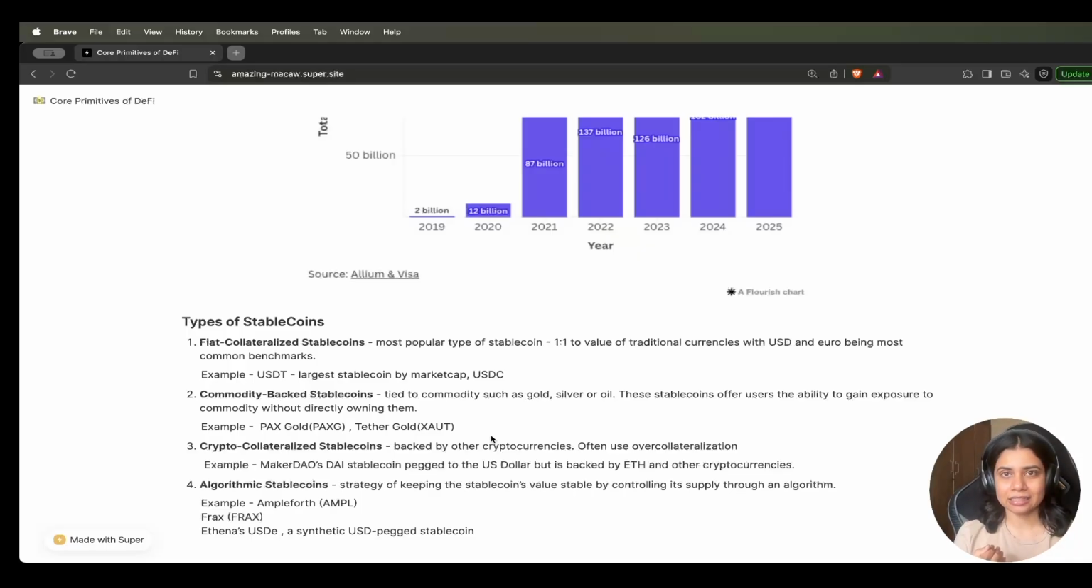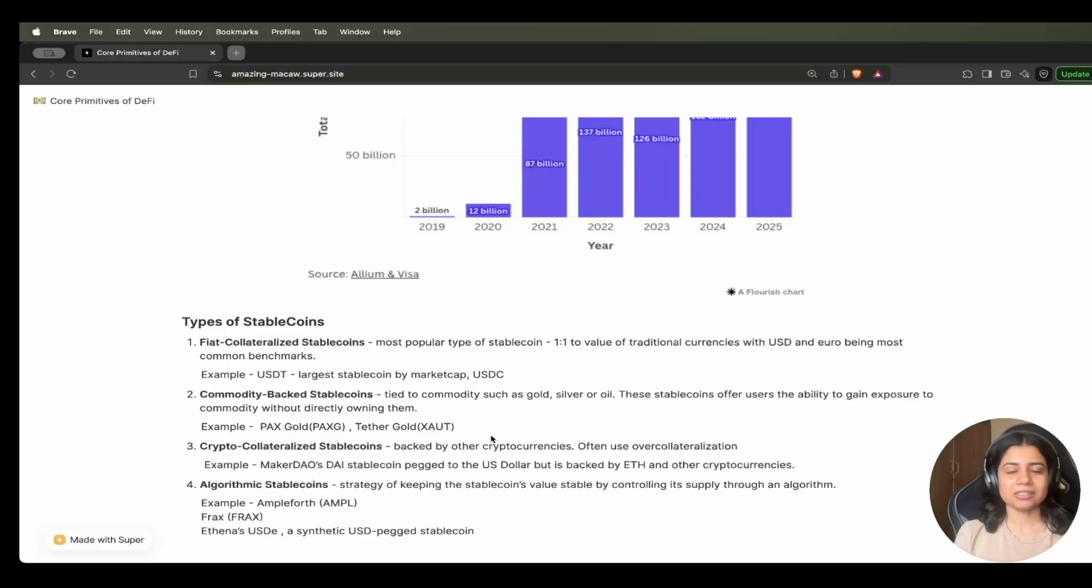Then the second category is the commodity-based stablecoin. In this case, the stablecoin is tied to a commodity, such as gold, silver, or oil. These stablecoins allow users to get exposure to these commodities without owning them directly. Some examples are Pax Gold and Tether Gold, which map back to gold.